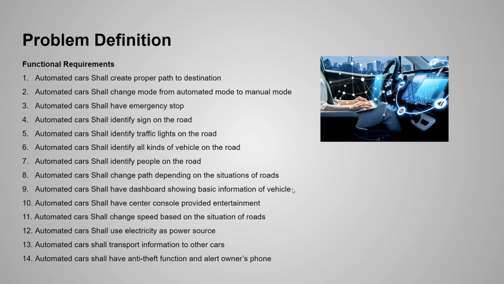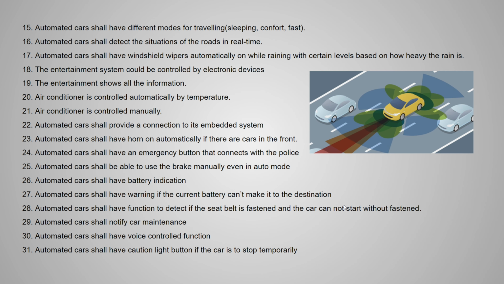In the first part, the problem definition. In functional requirements, we want our automated cars to have basic functionality that a normal car will have, for example, air conditioner system, multimedia system, and etc. Besides those basic requirements, we need autonomous cars to have the ability to create a proper path to the destination and can identify objects on the roads to help it change the path according to the situation of the roads. Also, these cars should have an embedded system that can do information exchange and all the functionality above.